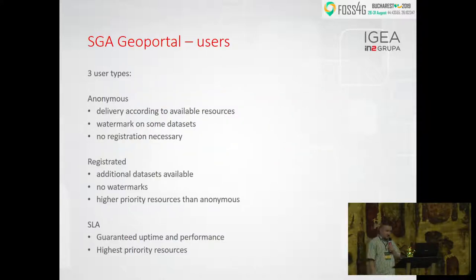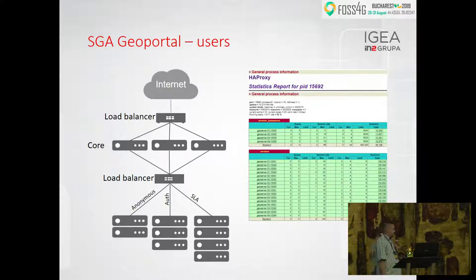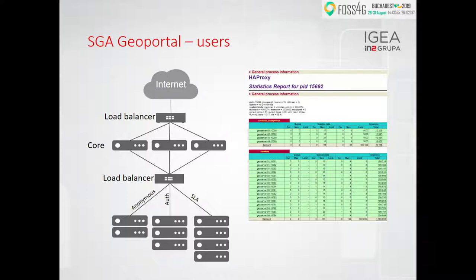So we decided with the State Geodetic Administration to go for three user types. There are anonymous users, who get delivery of services according to available resources. There are some watermarks on some of the datasets, but no registration is necessary. You can use it with any client. Users can also register; if they are registered, they have some additional datasets, no watermarks, and higher priority resources than anonymous users. And there are service level agreement users, who must have guaranteed uptime and performance, and they get the highest priority resources. This is mostly done by the load balancer, which has a different number of backend GeoServers for different types of users. So based on the user type, we decide which backend will serve this kind of user.